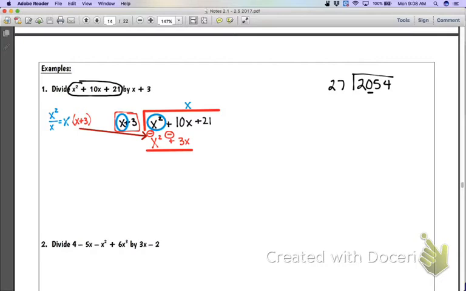That's what I want to happen. I want basically nothing to be right here. If I end up with a value, then I did something wrong. So x squared minus x squared is just 0 or nothing. And then I'm going to go 10x minus 3x, and I'm going to end up with 7x. Drop down whatever the next value is, so plus 21.